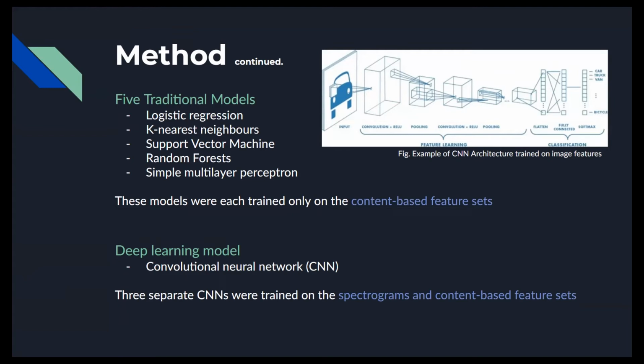For our deep learning approach, we implemented 3 convolutional neural networks, or CNNs for short. Each of these CNNs was separately trained on the spectrogram and the content-based features.